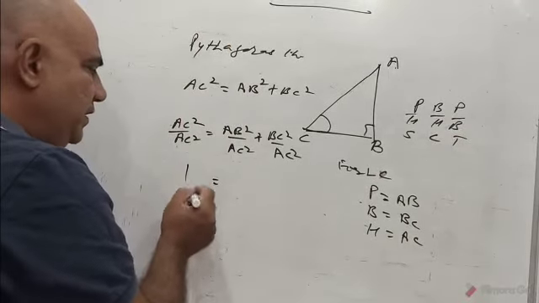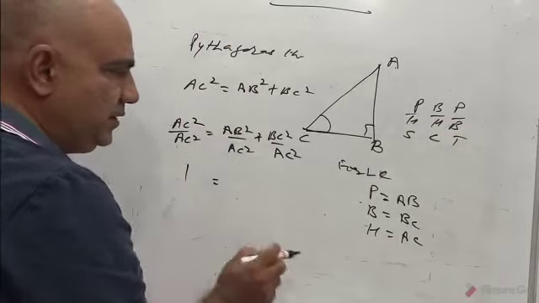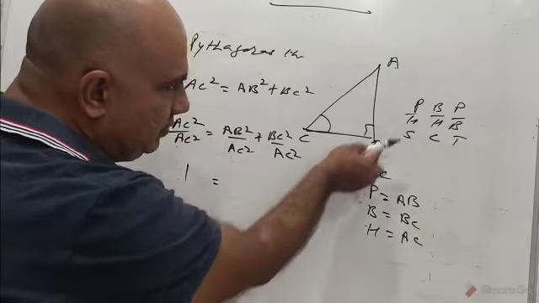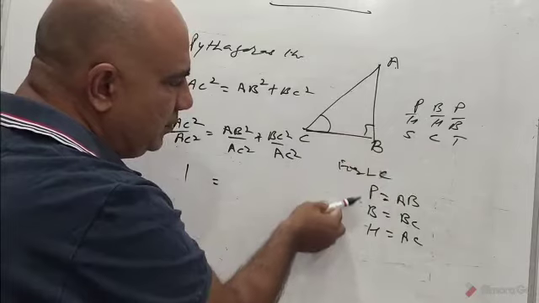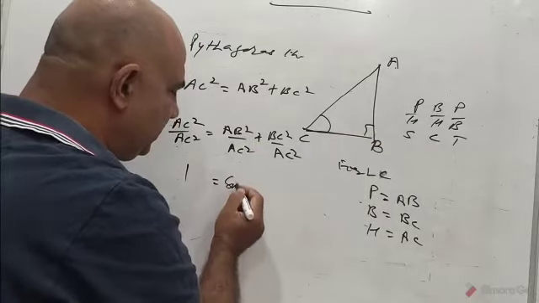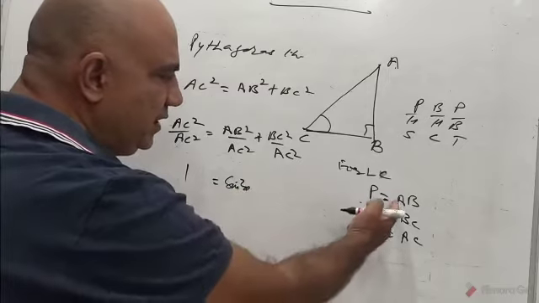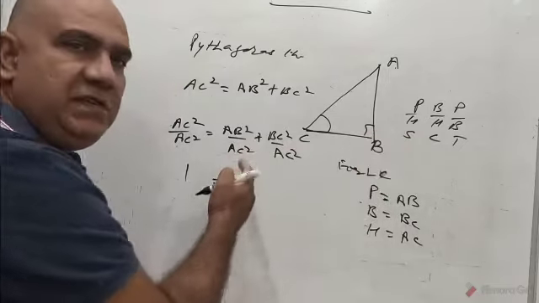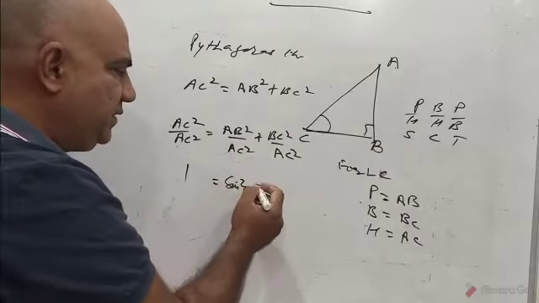AC square upon AC square is 1, that is equal to AB upon AC. Look here, AB upon AC, that is P upon H. P upon H is sine. AB upon AC is P upon H, that is sine theta, but we have here AB square and AC square, so we have sine square theta.